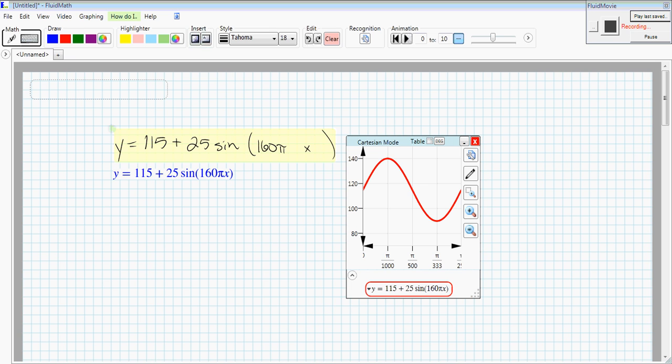A certain person's blood pressure is modeled by the function P of t, pressure in terms of time, in minutes, which is 115 plus 25 sine of 160 pi t, where P of t is the pressure in millimeters of mercury at time t measured in minutes, and it says to find the period. Well, the period is equivalent to 2 pi divided by k. K in this case is 160 pi, so what we have is 1/80th.